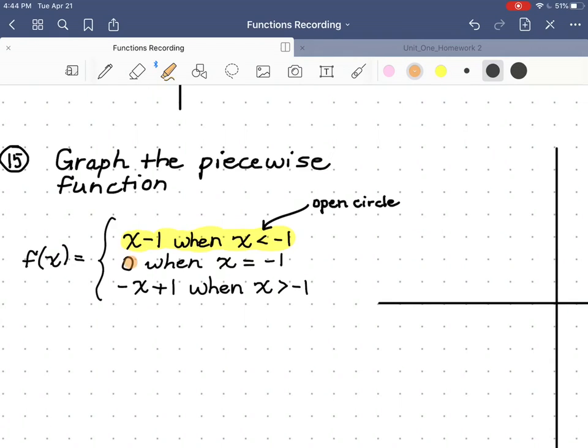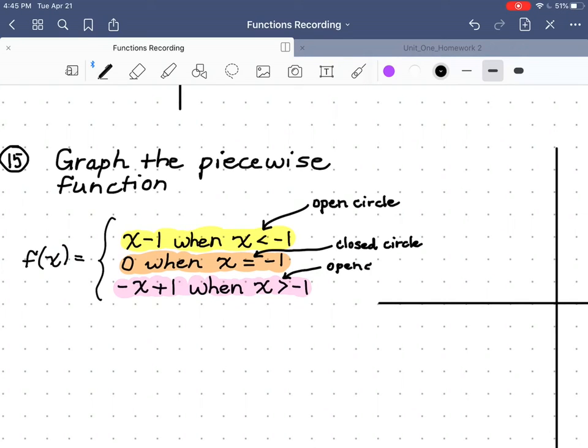Okay, in this one, when we have a 0 when x is negative 1, because that one does have an equal sign, we're going to use a closed circle. And then on this one, which is the third piece of the function, when x is greater than negative 1, again, that's not an equal sign, so that's going to be an open circle. And we're going to need those when we do our graphing.